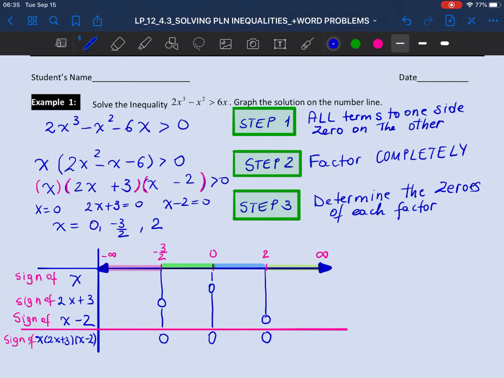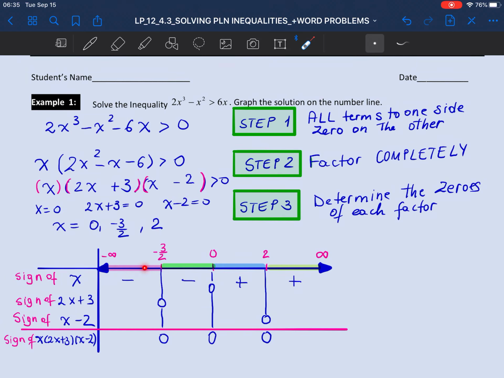Now, we're going to study the sign of each factor. So if x equals 0 at 0, then for values less than 0, it will be negative. So we're going to say negative, negative. Bigger than 0, positive, positive. And that's an easy decision to make because we just have x by itself, right? So if the number is negative, x will be negative. The number is positive, x will be positive. Now, when it comes to 2x plus 3, it will be 0 at negative 3 over 2.